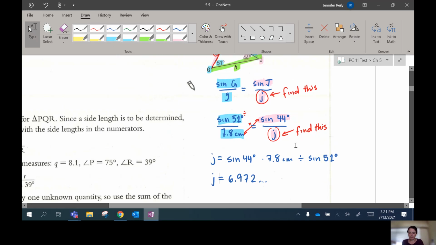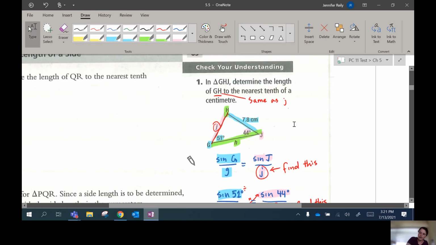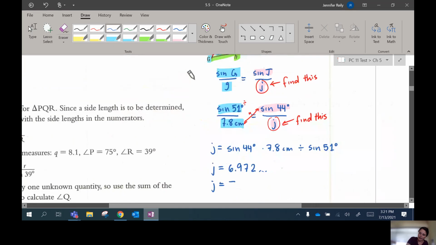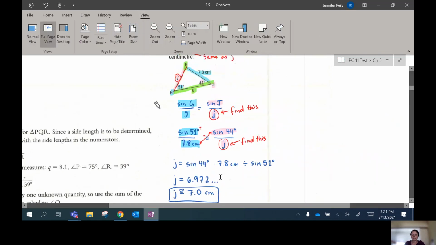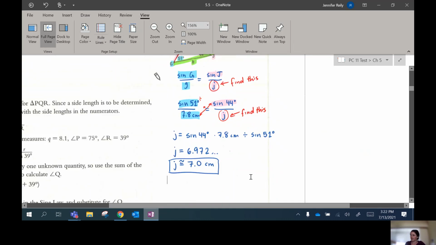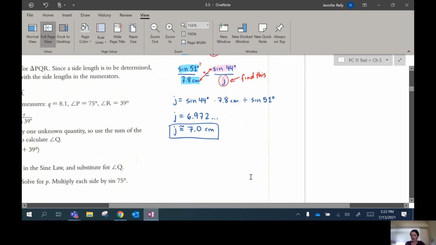The question says to round it to the nearest tenth of a centimeter. The side length J would be about 7.2. I'll put a little squiggly to say we've rounded it. Centimeters there. Okay, there we go. So that's how you use the sine law to calculate a missing side. We're going to do one more example where we use the sine law to calculate a missing angle, and that'll be the lesson. So we're going to do check your understanding number 2 now.